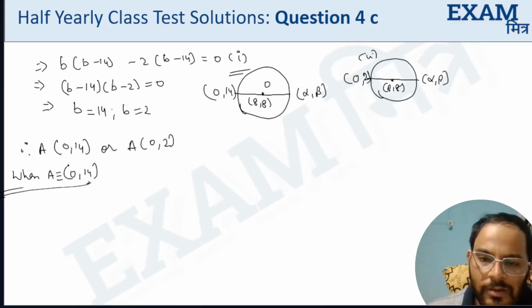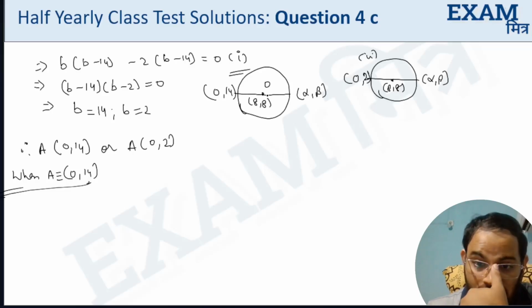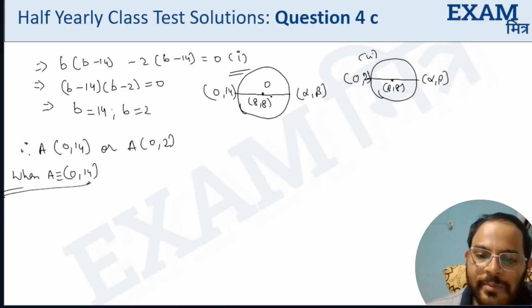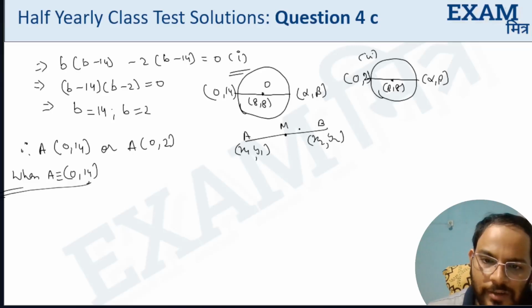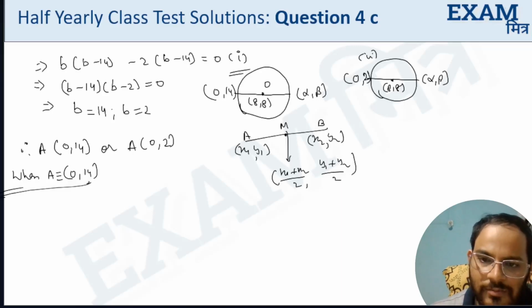In this case, how will we find the value of alpha and beta, that is the coordinates of B? We can use the midpoint formula. What does the midpoint formula say? If the endpoints of a line are (x1, y1) and (x2, y2), and there is a point on the line that bisects it, the midpoint, let's say the line is AB and M is the midpoint of AB, then the coordinates of M are ((x1 + x2)/2, (y1 + y2)/2). This is a special case of the section formula.